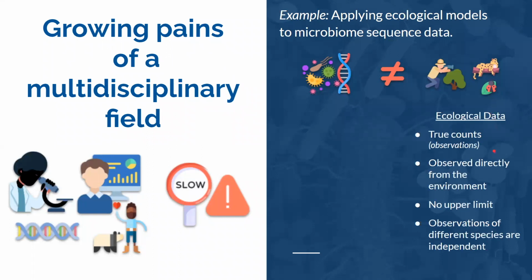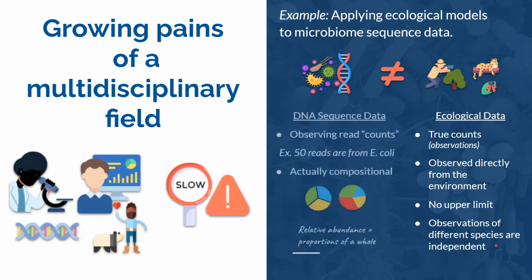So these numbers represent true counts. They're observed directly from their environment with minimal interference from the scientist, and there's no upper limit of observations the ecologist can make. So the ecologist is not going to say, I can only have 62 observations. So if I observe one more ladybug, I can't count one of the leopards. In other words, the observations of different species are independent.